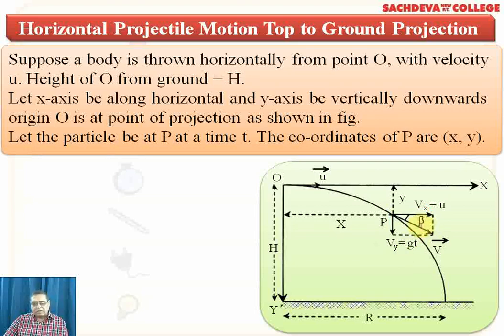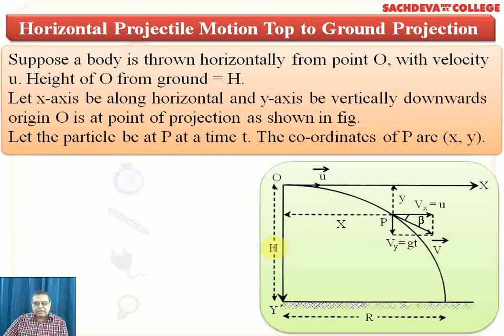So the path of the projectile is parabolic. That is, when the projectile is fired from O, it will make a parabola and will come to the ground. R is representing the horizontal range. So R is the range of the projectile, and that is called horizontal range. H is the height from where the projectile is fired.